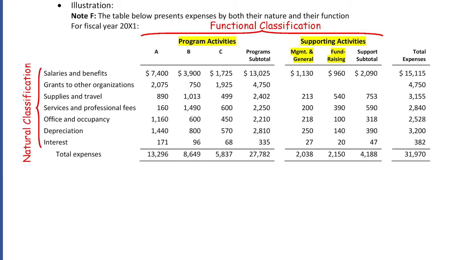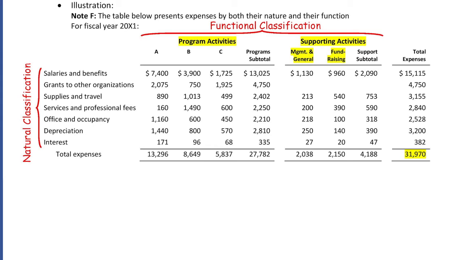Look at the number on the bottom right hand side. Highlight $31,970. So that's the same total expense number that we have on the statement of activities, which we saw on the previous page.